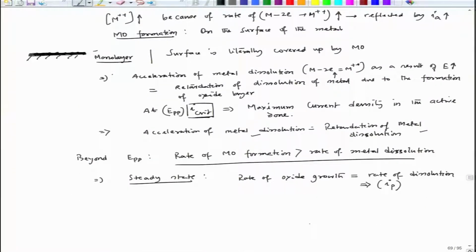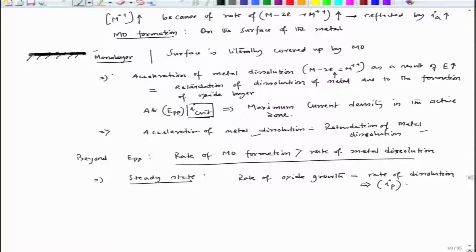So, after crossing I critical, current density reduces because more and more oxides are forming on the surface, and at a certain location the rate of oxide growth will be just equal to the rate of dissolution, and at that point I will experience I p, and that potential point will be called E cp, or complete passivation potential. So, this is the steady state.